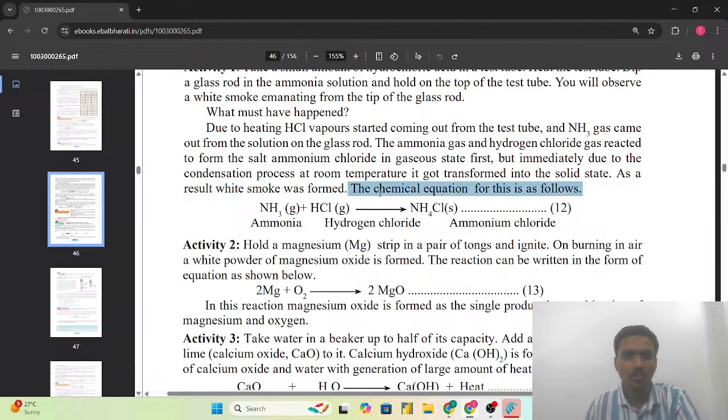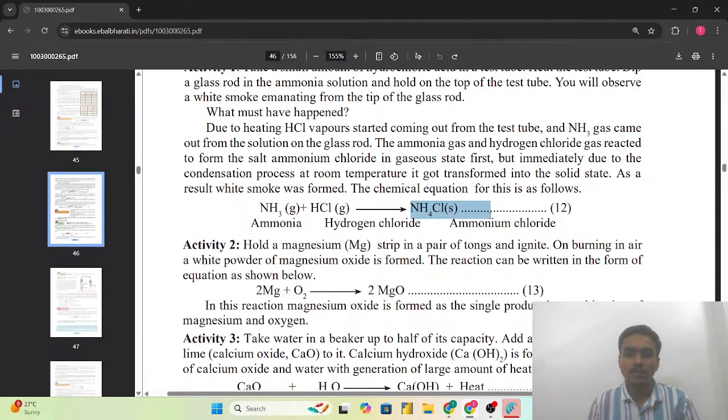The chemical reaction we can write as: ammonia when reacted with hydrogen chloride forms ammonium chloride. NH3 gaseous when combined with HCl gaseous forms NH4Cl.